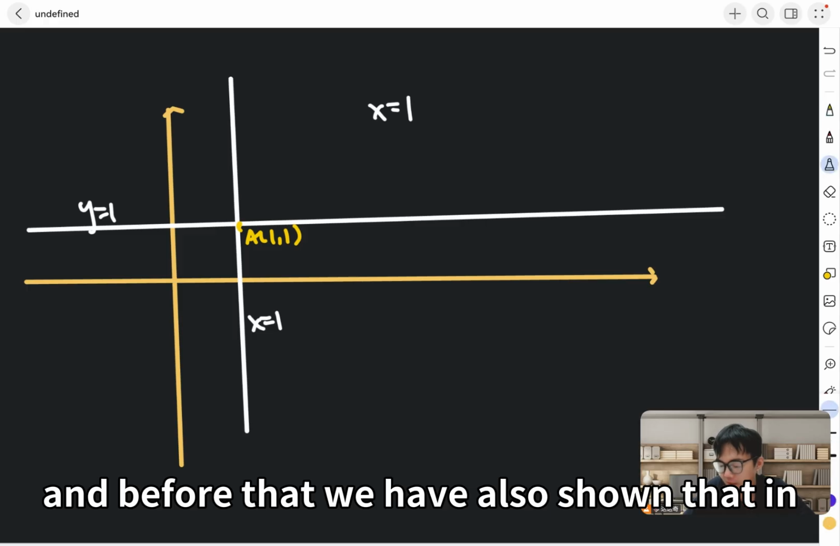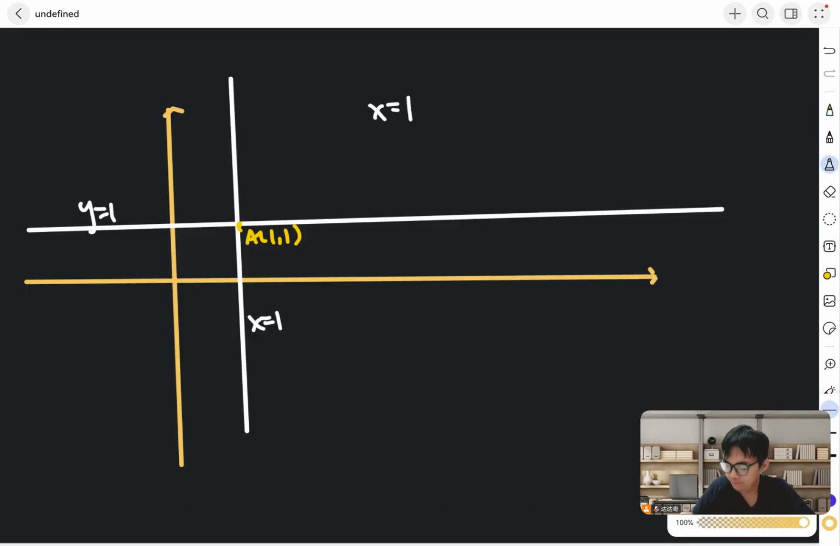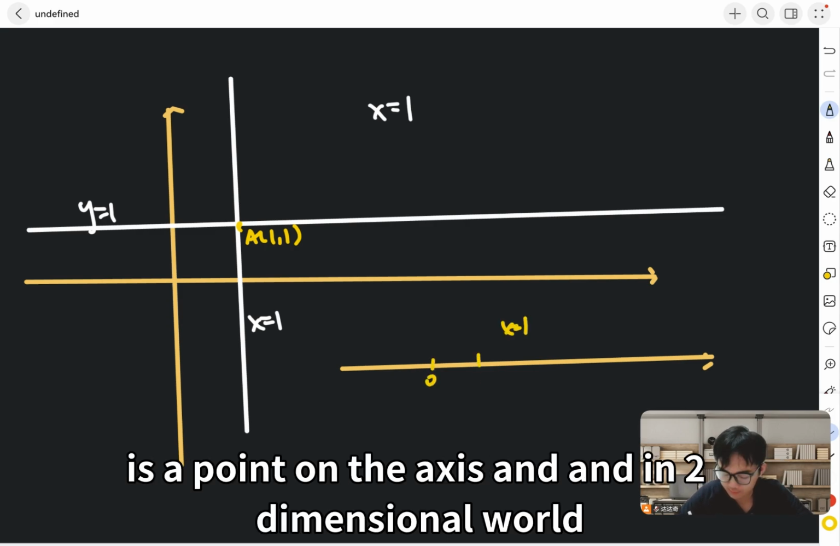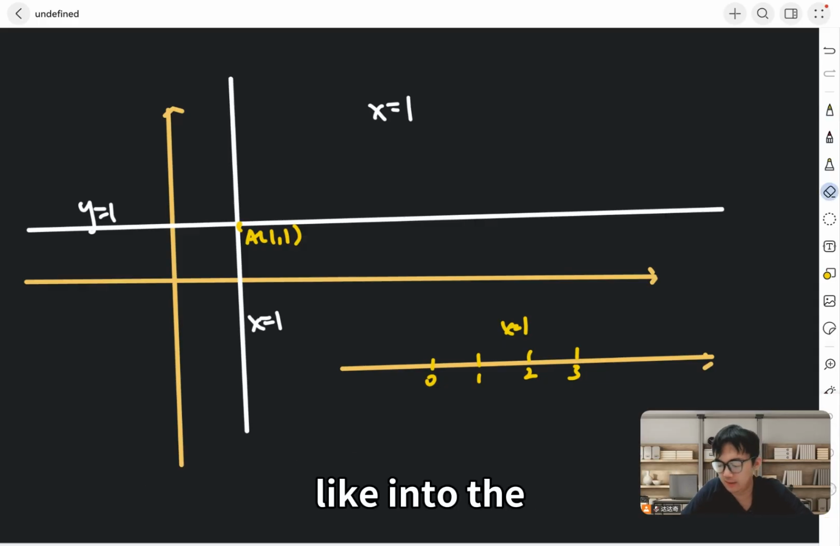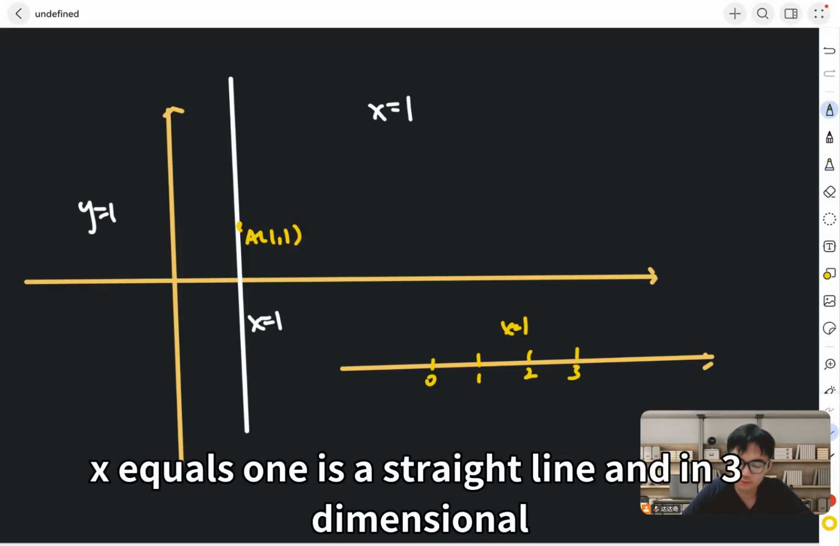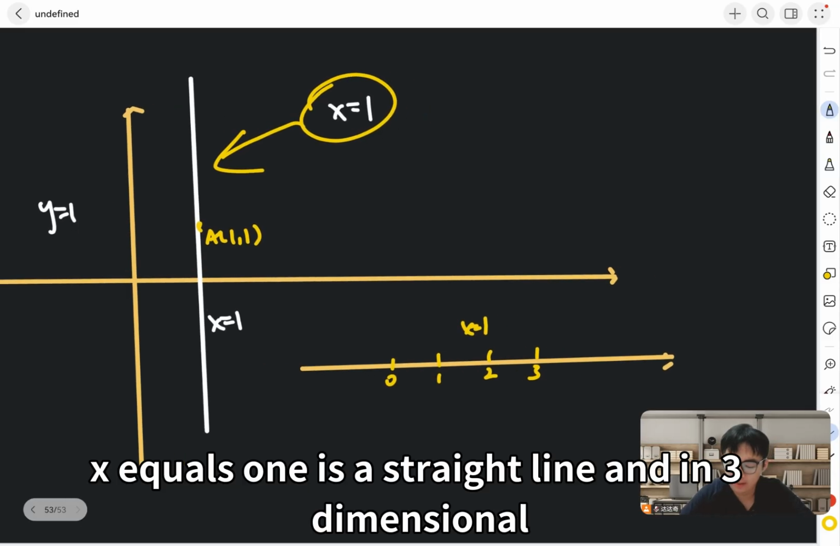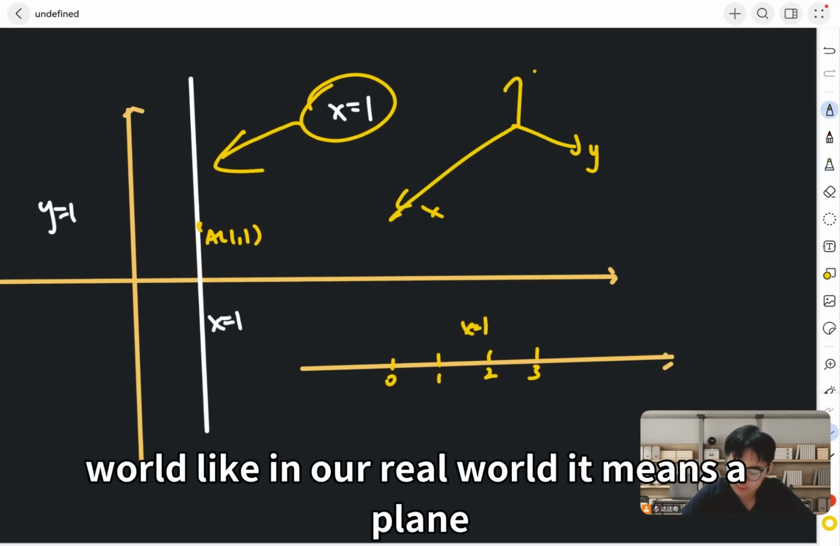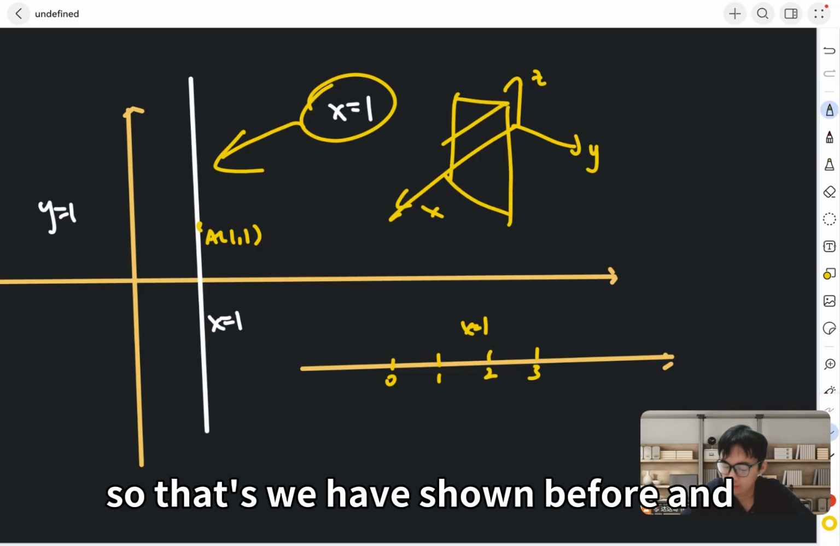Before, we have also shown that in different dimensions, say in one dimension, x equals 1 is a point on the axis. In a two-dimensional world, x equals 1 is a straight line. And in a three-dimensional world, like our real world, it means a plane. So that's what we have shown before.